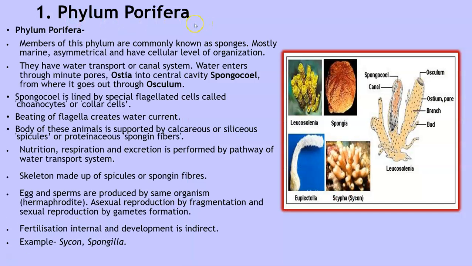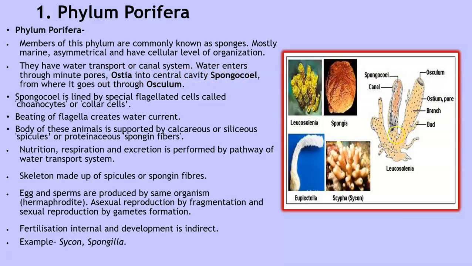Okay, the first phylum that we are going to see today is Porifera. The members of this phylum are commonly known as sponges. They are mostly marine, asymmetrical, that is, their body does not have a shape, or their body cannot be divided into equal halves, and they have a cellular level of organization. They have a water transport or canal system.